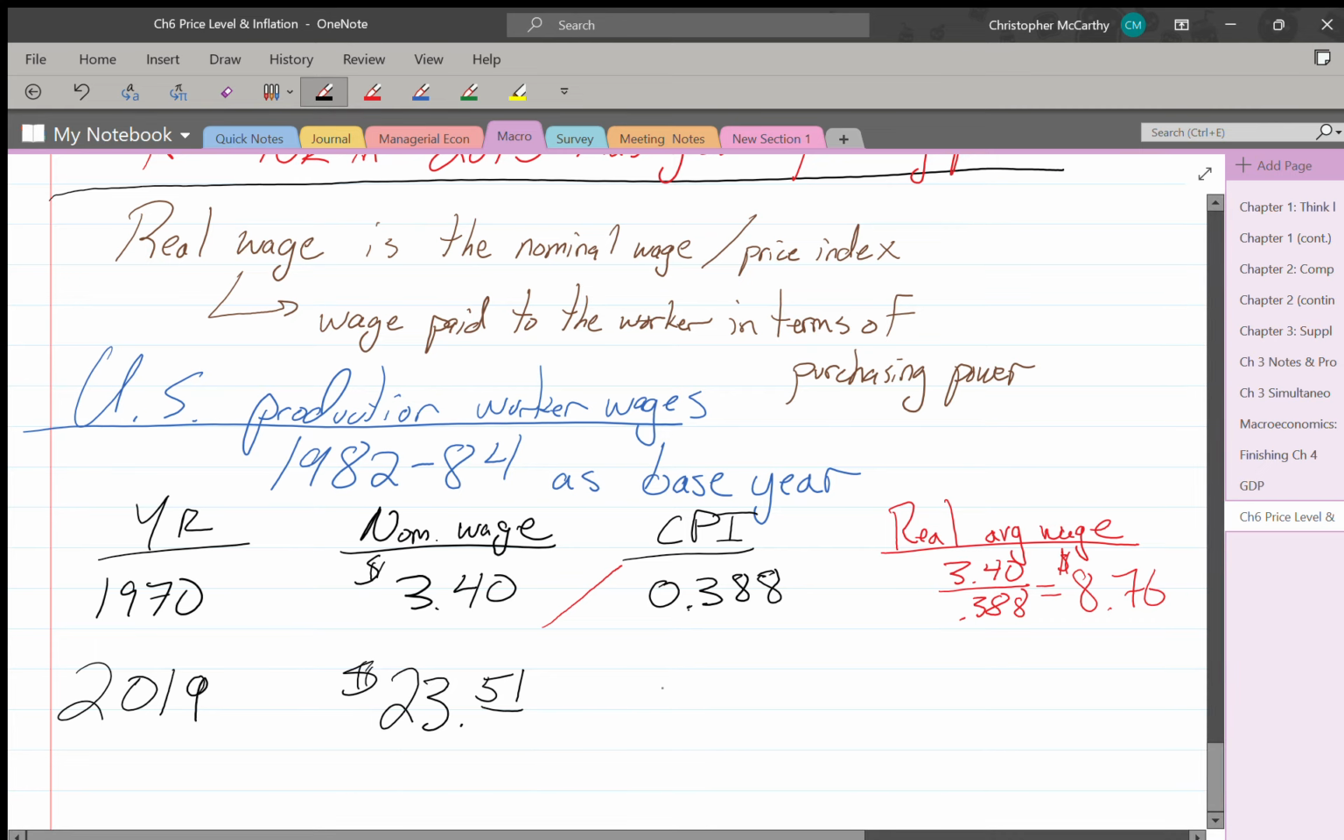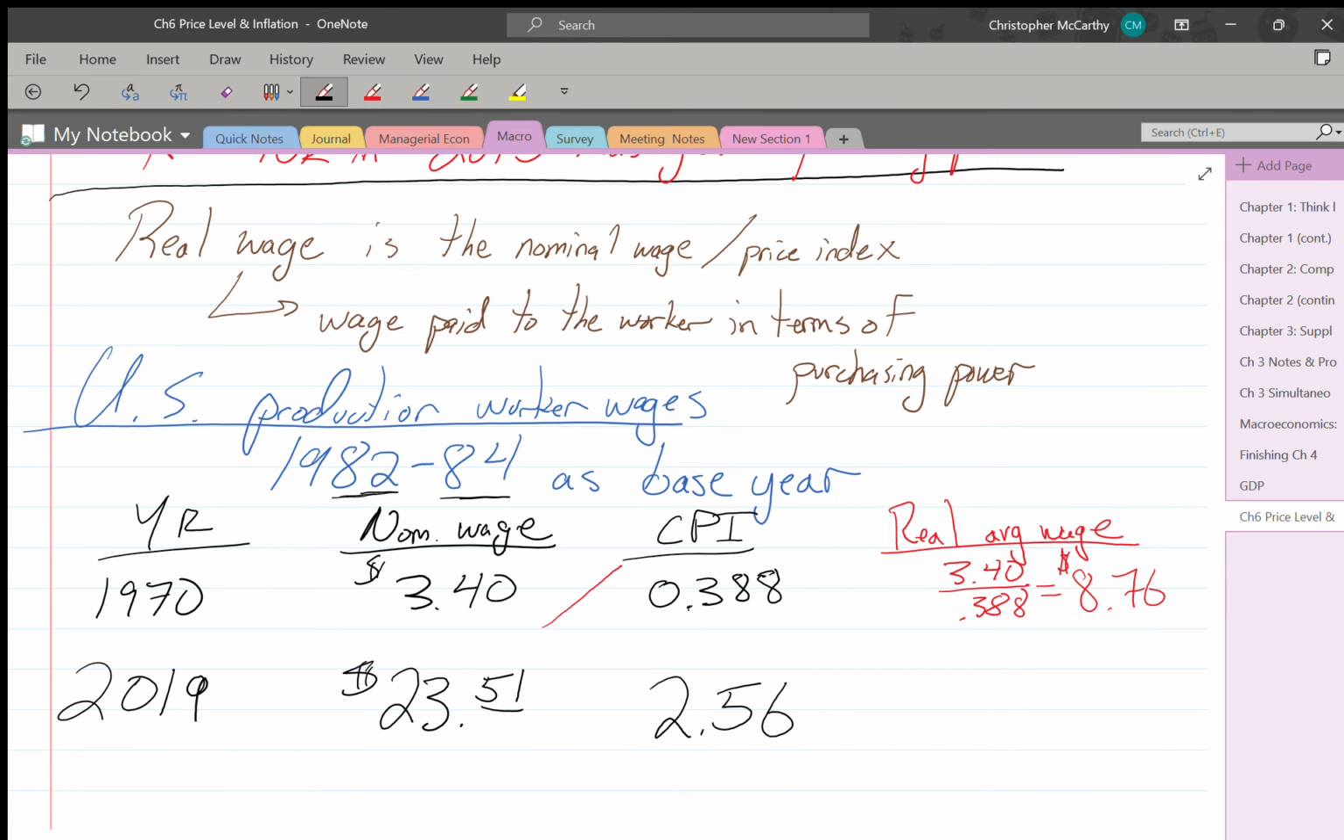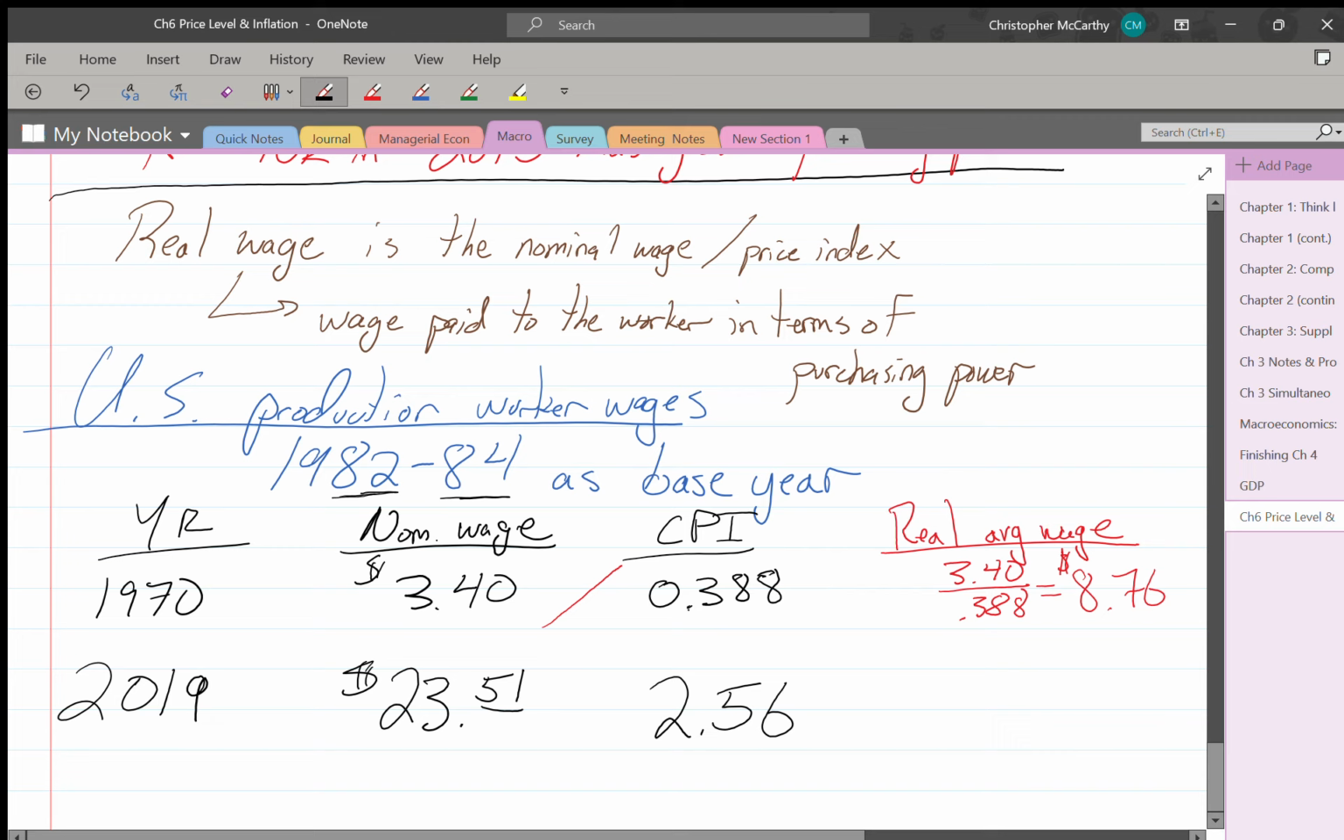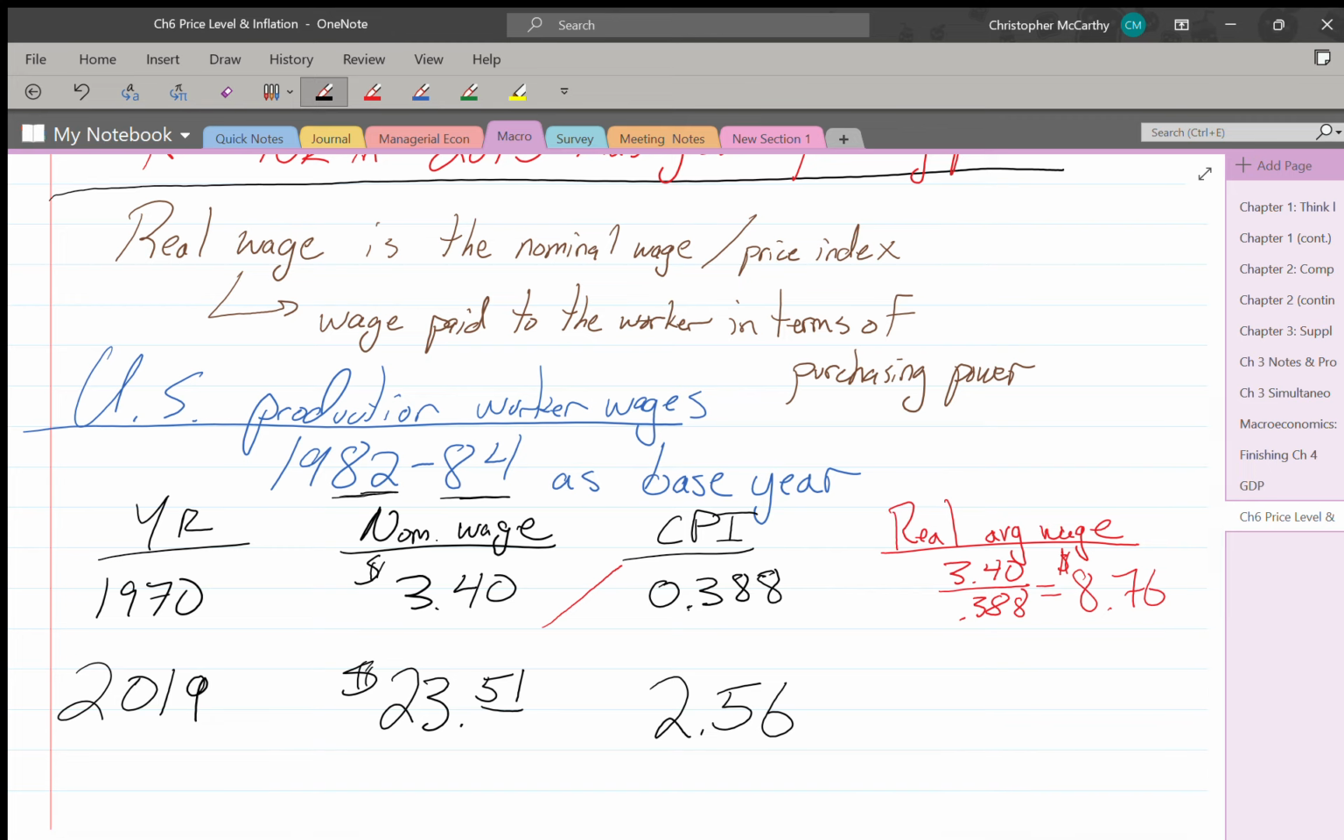The CPI, when we use 1982 to 84 as a base year, the CPI for 2019 is 2.5 times that base year. So things are 2.5 times as expensive in 2019 as they were in 1982-84. How expensive were things in 1970 as compared to 1982 or 84? A little bit more than a third as expensive, right?